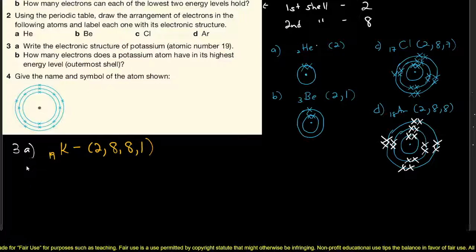In part B, we are asked, how many electrons does potassium have in its highest energy level? Remember, the lowest energy levels are closest to the nucleus. The higher energy levels are further away from the nucleus. So in our outermost shell for potassium, which is the fourth shell, there is 1 electron.